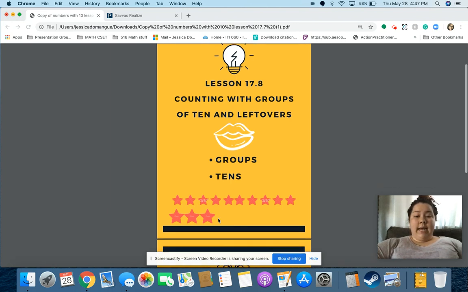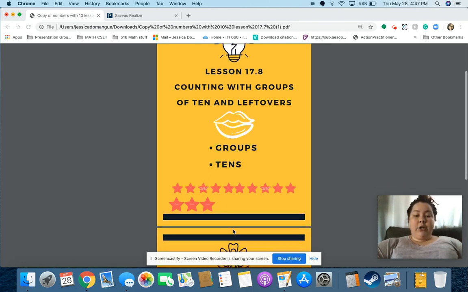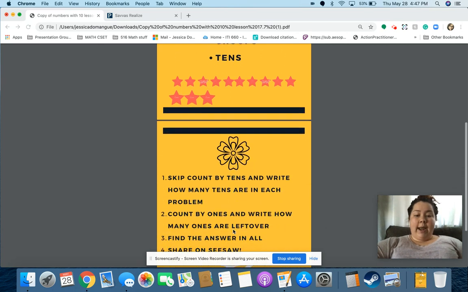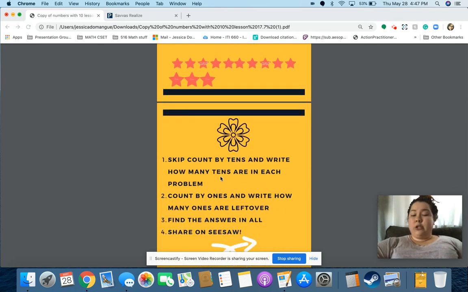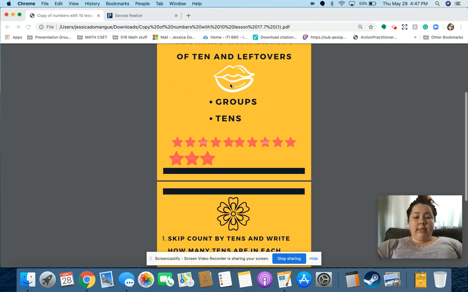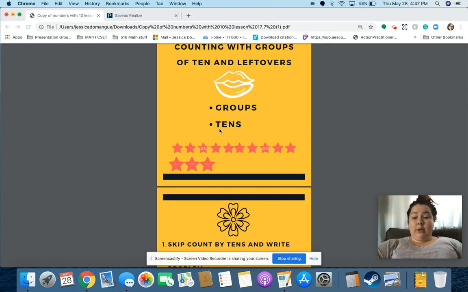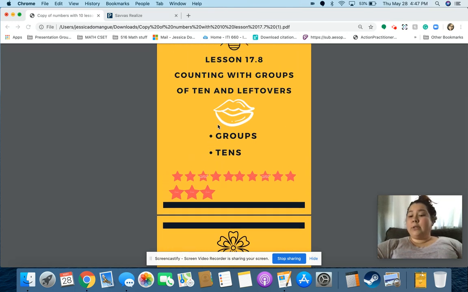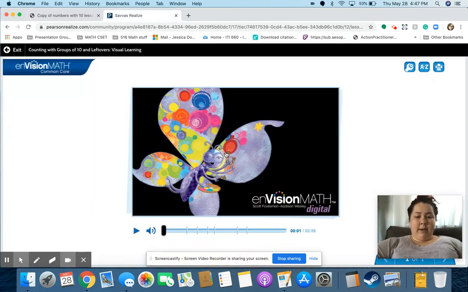So today for your lesson, you are going to be doing exactly that. You will see some groups of 10 stars, and you're going to see how many 10s do I have, and write out how many 10s are in each problem. Then you can count by ones and write how many are left over. And then you can find the answer in all. So how many 10s, how many ones are left over, and then how many in all. And that's what you're going to post on Seesaw. Okay? Let's see what Rainbow Butterfly can teach us about this.